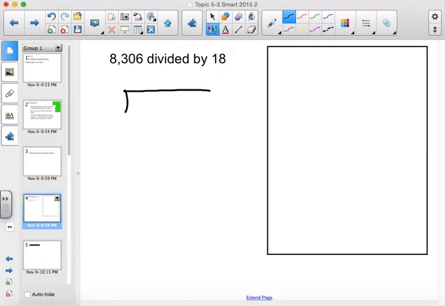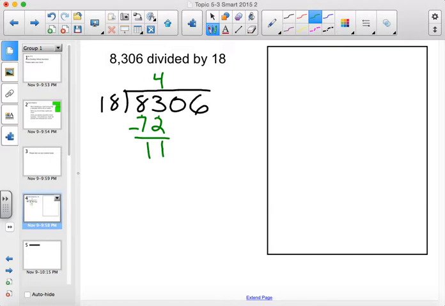Of course, the first thing that you need to do is set up your problem correctly. And we have to ask ourselves, how many times will 18 go into 83? It will go in 4 times. 4 times 18 is 72. Subtract, and you get 11 as a partial product. That's lower than 18. Bring down your 0. We now have 18 and 110. It will go 6 times. 6 times 18 is 108.